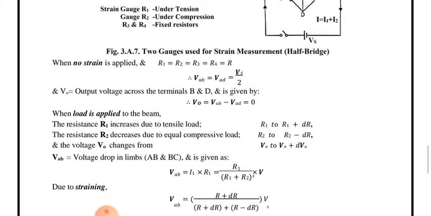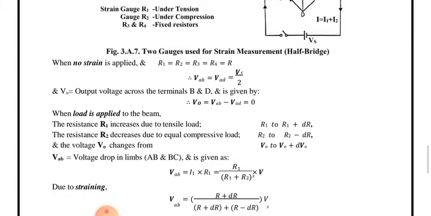On that basis, the voltage across limbs AB and AD will be Vs by 2, which we have already derived in the previous case, that is, in the case of the quarter bridge. And VO, the output voltage across the terminals B and D, is given by VO equal to VAB minus VAD. That's why the output voltage across the terminals B and D will be 0.